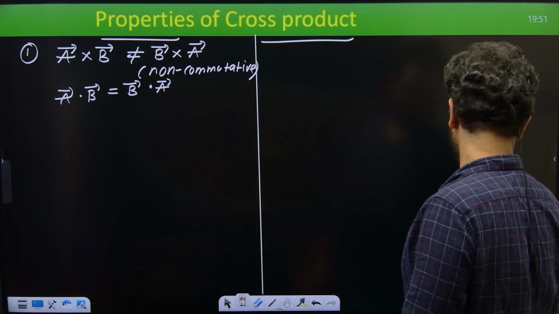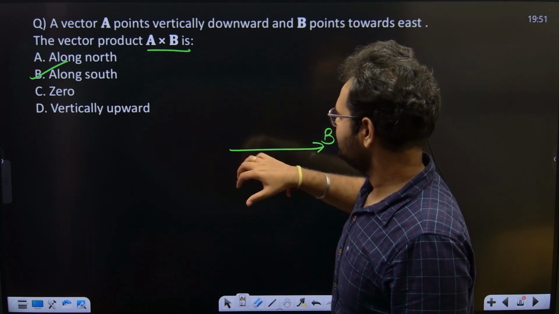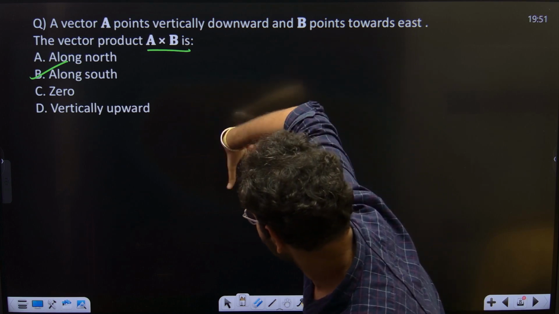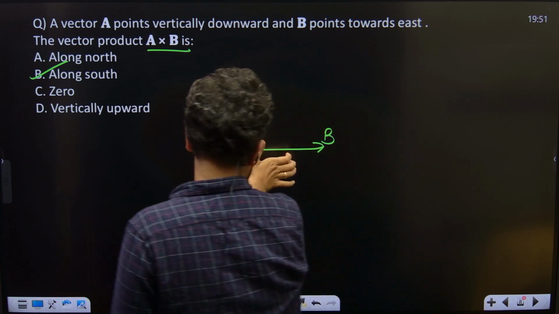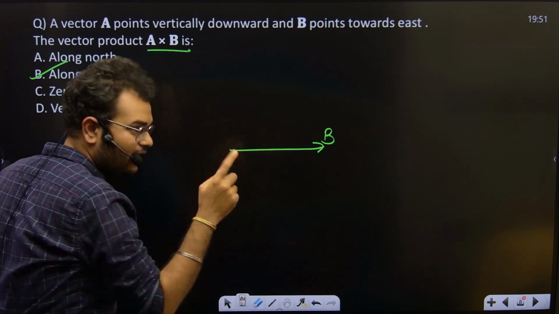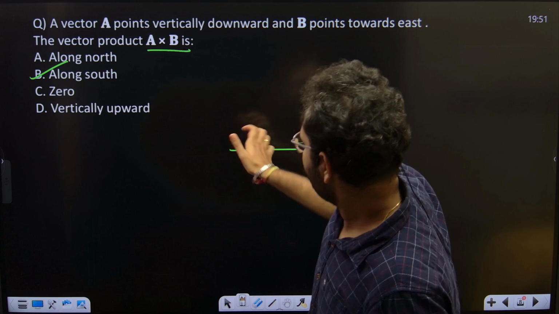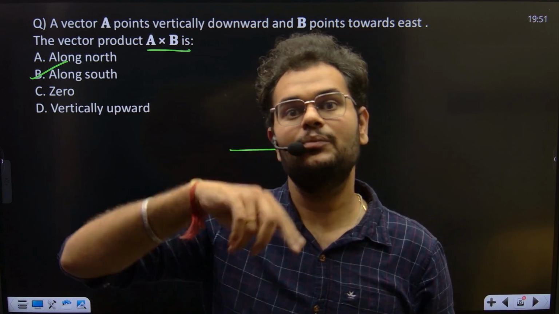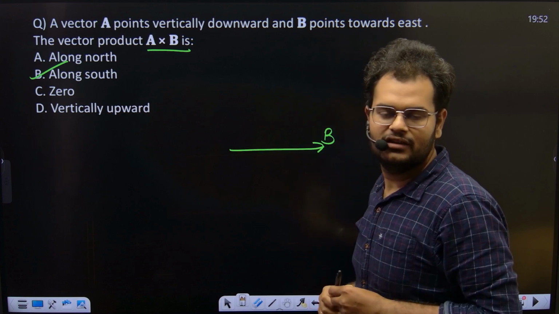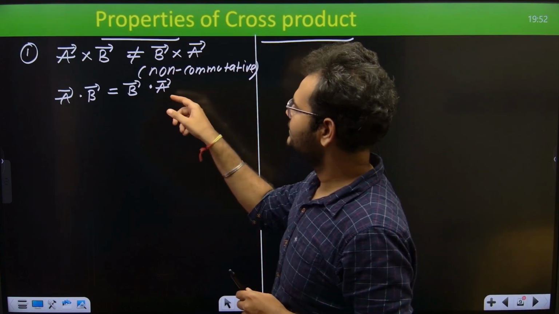That you should tell me. Just now we have seen this example. If I do A cross B, my answer is towards south, right? This is A cross B. But if I do B cross A, my answer is upward. A cross B is downward and B cross A is upward, because then I have to curl my fingers from B to A. So what I'm trying to say is that this is non-commutative.